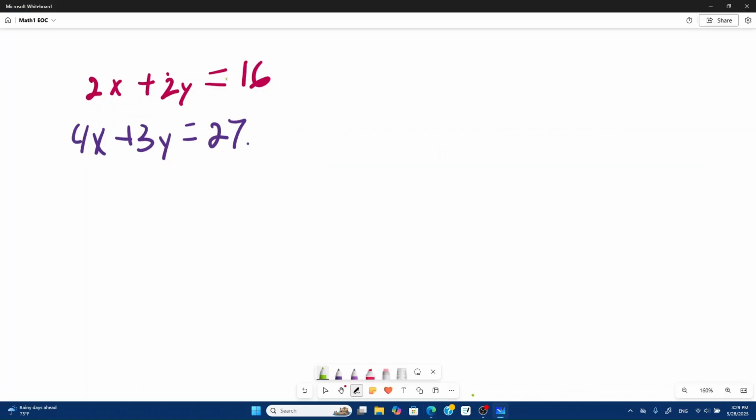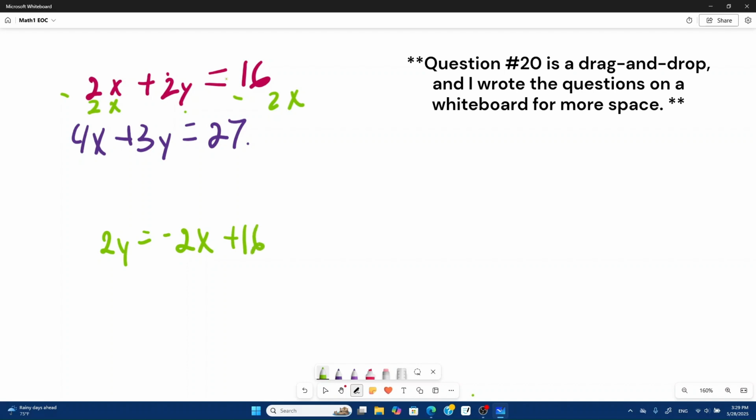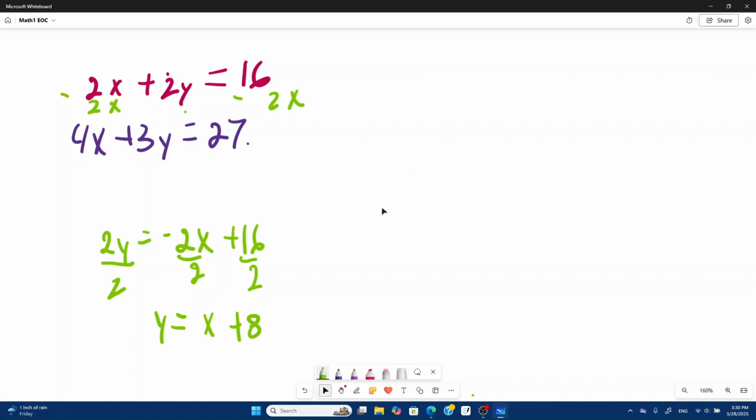The next equation is 2x plus 2y equals 16. All we're going to do is subtract this 2x on both sides. So what we're left with is 2y equals negative 2x plus 16. Isolate y, so we're dividing by 2. Divide everything by 2, and what we're left with is y equals negative x plus 8. If we go to Desmos, you can see that we can actually plug that in. So that's good.